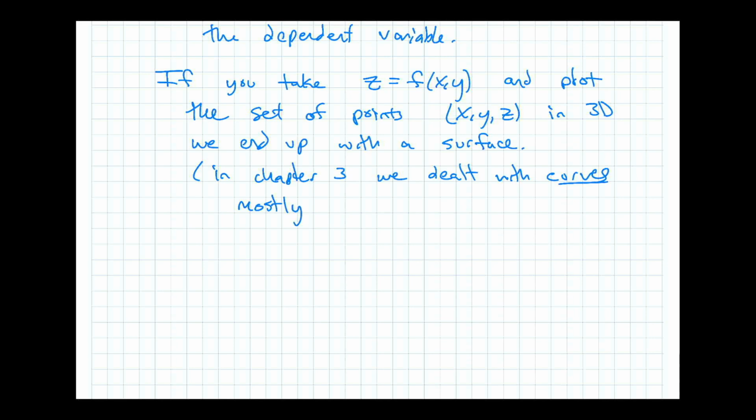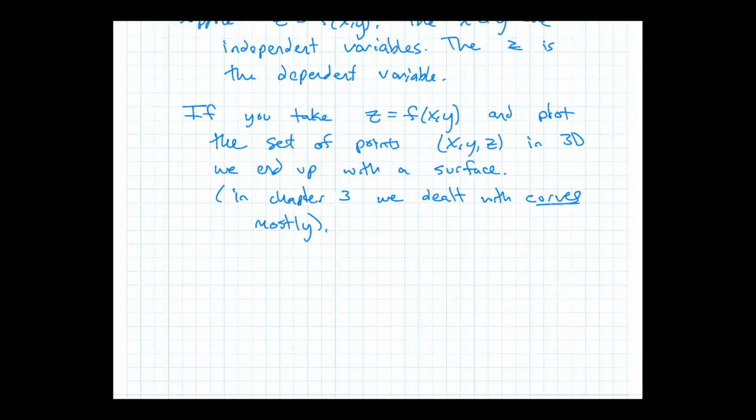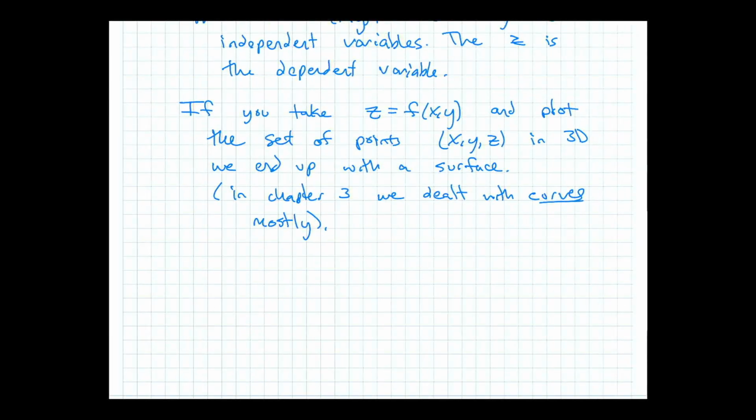I'm just trying to mention this because the hardest part about this class is keeping everything separate in your mind, so you don't mix up this stuff with the stuff you did for curves. It doesn't make sense to find tangent lines here because we're dealing with surfaces, not curves. So anyway, what are we doing? If you take z equals f of xy and plot the set of points, you end up with a surface. Why? Because I said so. We will see that that is the case.